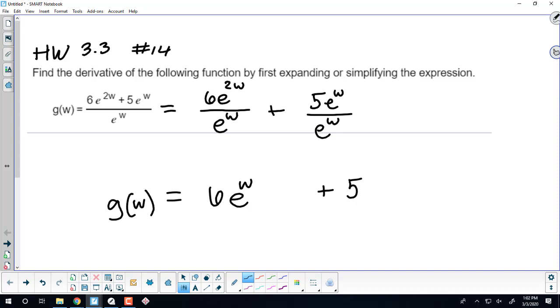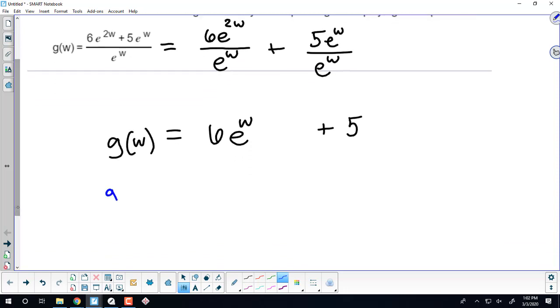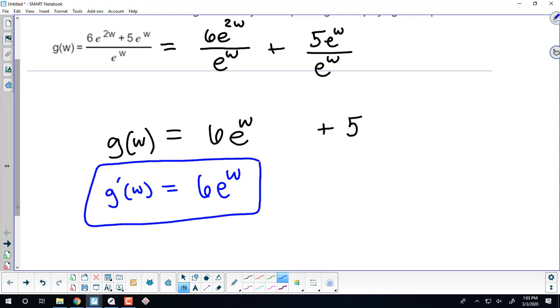So much more simple of a function to take the derivative of, because now we just need basically two rules, a sum and the derivative of e to the w, instead of a quotient rule. So then g prime will be 6e to the w plus 0. It's the same result you would get if you used the quotient rule, factored stuff out, simplified.